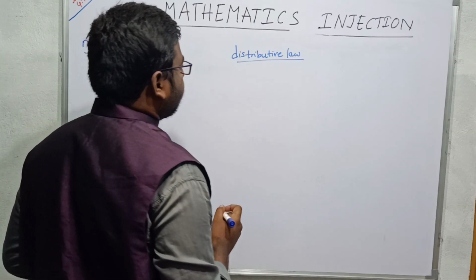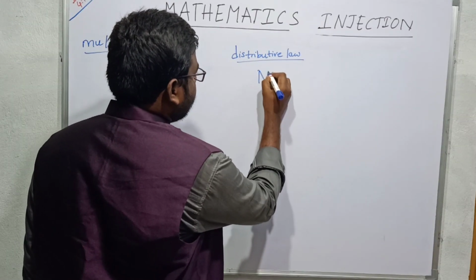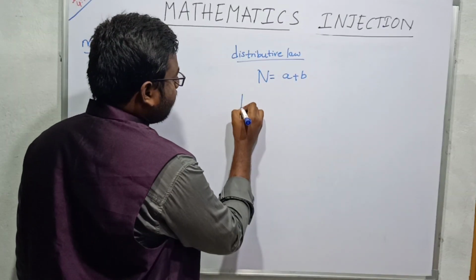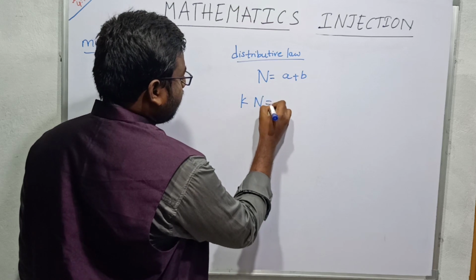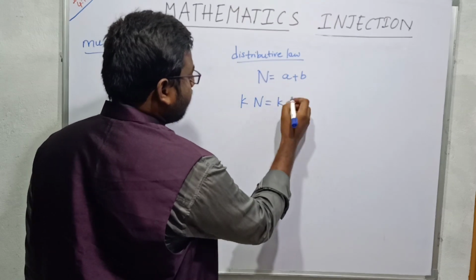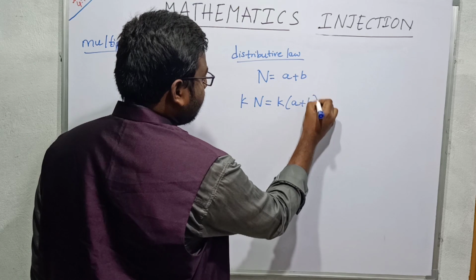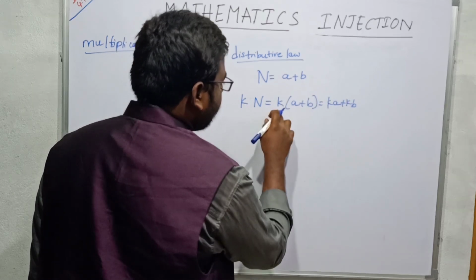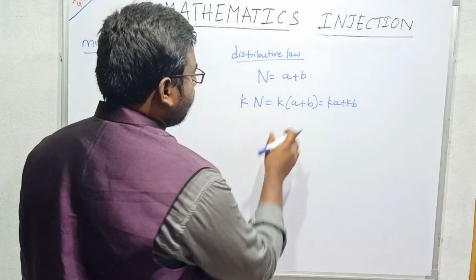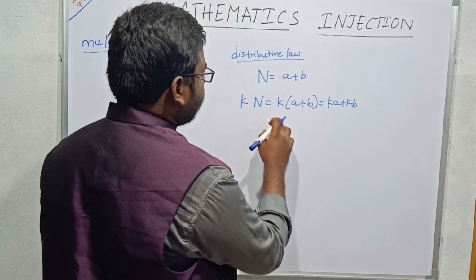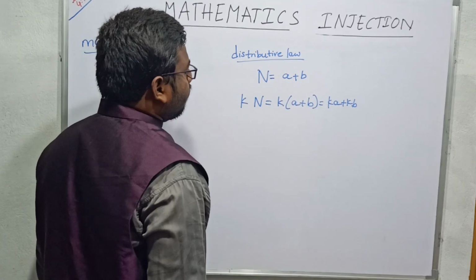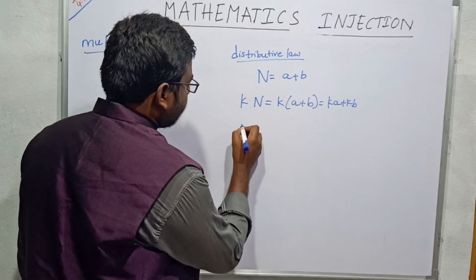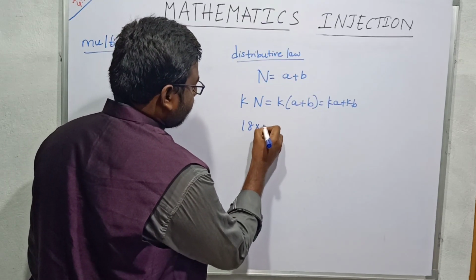What is meant by distributive law? For example, if any number n can be written as a plus b, and if I multiply n with a number k, then the result will be ka plus kb, where k is the distributor. The distributor is on the left hand side, so we will call it the left distributive law, but that is not important now.